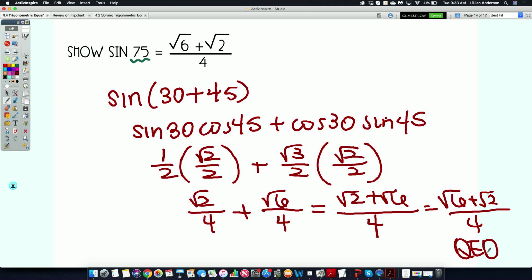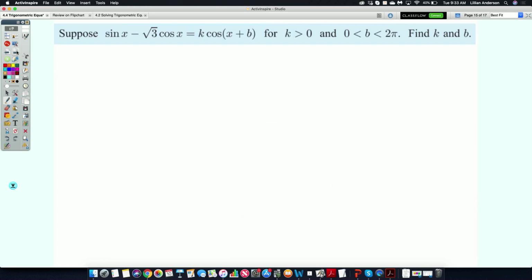Remember that notation? Remember, any of your show problems, you can put QED or you could put LHS, the 3 bars, RHS. Y'all remember that from like unit 1? Okay, don't forget at the end. Questions on compound angles? Okay.